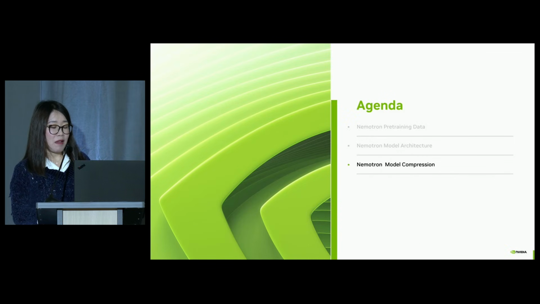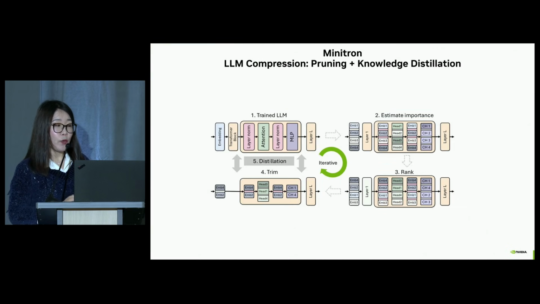And now, okay, let's come to the model compression part. We use Minitron to do the model compression. Basically, there are two major steps: pruning and knowledge distillation. For pruning, first you train a teacher model, a fully trained teacher model.